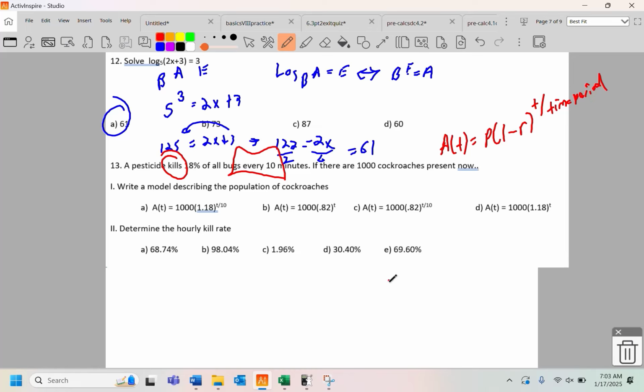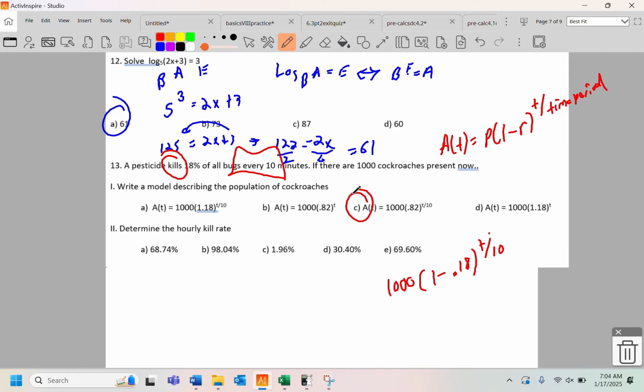So there are 1,000 cockroaches now. I am doing 1 minus 0.18, and I have t over 10 because it happens every 10 minutes. And 1 minus 0.18 is going to be 0.82. So choice C.